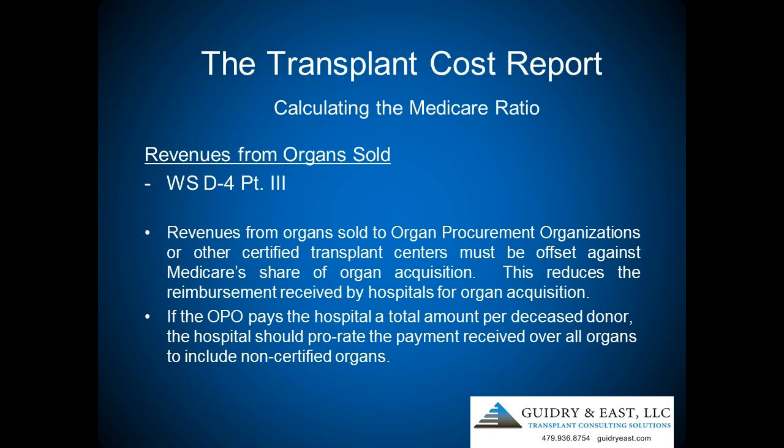So once you've established your organ acquisition costs and you've applied the Medicare ratio and you've arrived at your Medicare share of organ acquisition costs, there's also a revenue offset that needs to occur. And this pertains to revenues derived from organs sold to organ procurement organizations or other certified transplant centers. It must be offset against Medicare's share of organ acquisition costs. Now, these other certified transplant centers would be, for example, a kidney pair donation, where a live donor at your facility's organ was shipped out to another transplant center, and that transplant center paid you for that organ. That payment needs to be offset. If the OPO pays the hospital a total amount per deceased donor, the hospital should prorate the payment received over all organs to include non-certified organs.